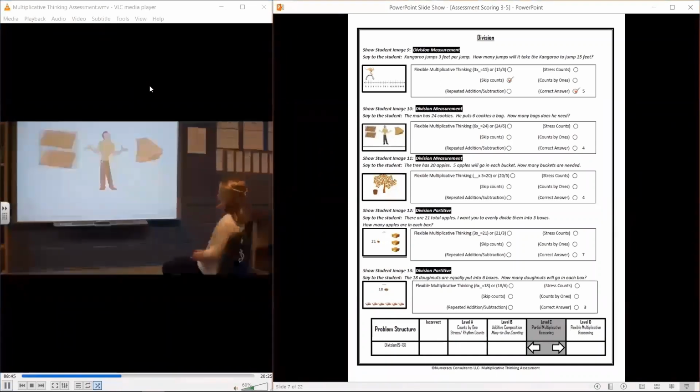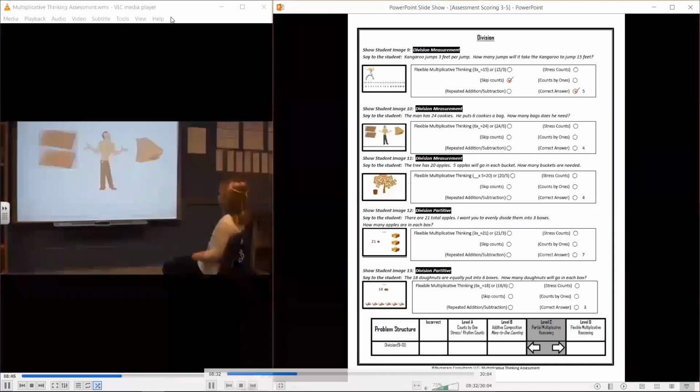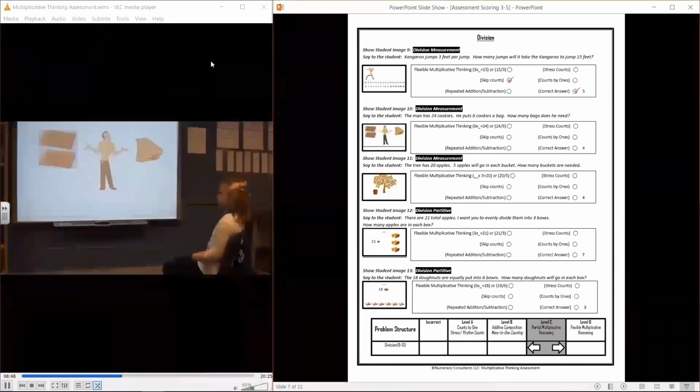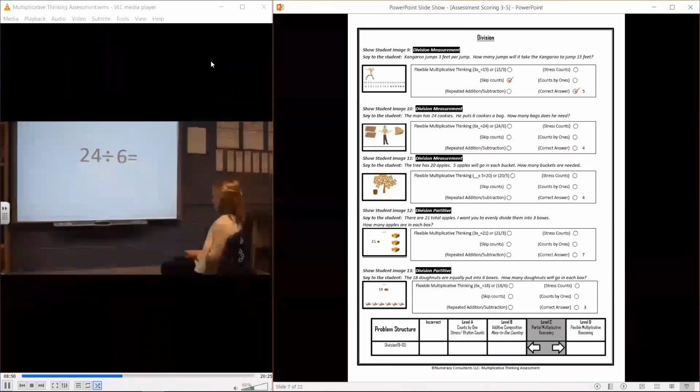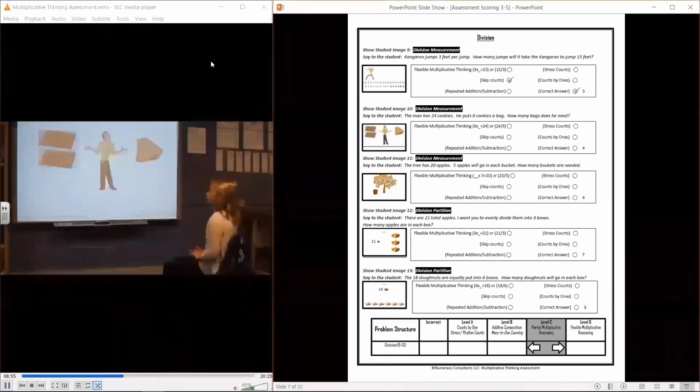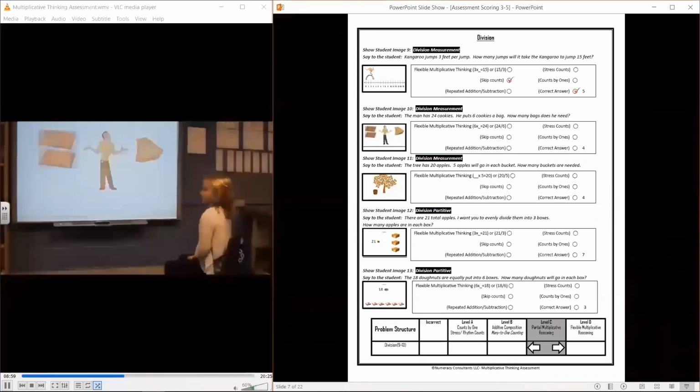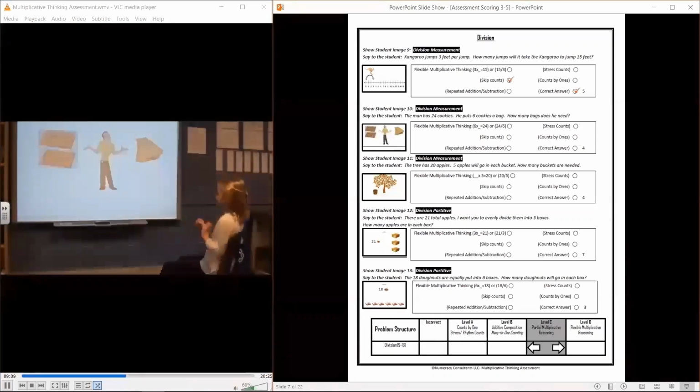The man has 24 cookies. He put 6 cookies in a bag. How many bags does he need? This is measurement division, but more abstract. 4. In a flashback, it showed you that he has 24 cookies, and he's going to put 6 in each bag. 6 in a bag. How many bags would he need? You can go up there if you have to. Okay.